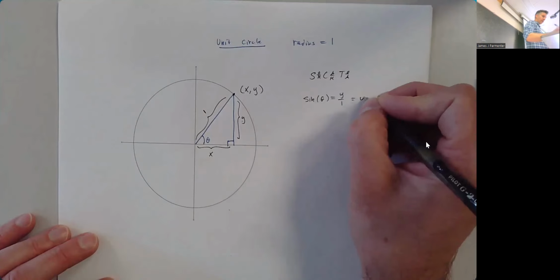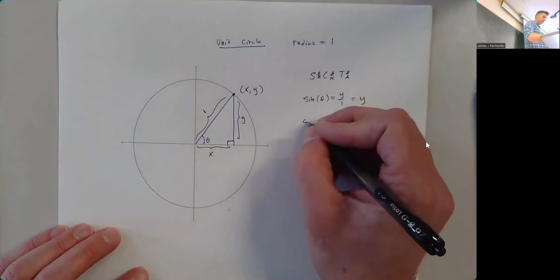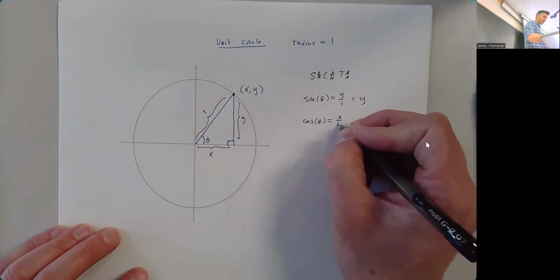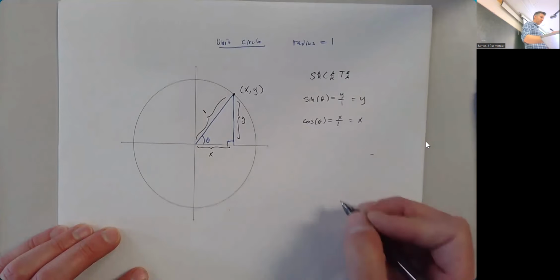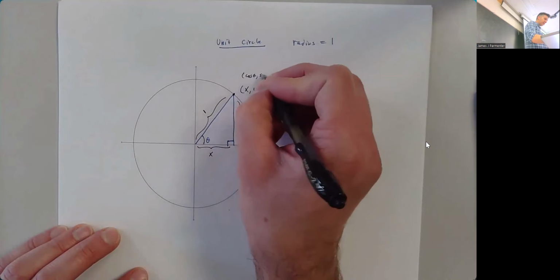So the sine coordinate is just the y value. I should say the y coordinate is just the sine value. And similarly, cosine of that angle is the adjacent over the hypotenuse, which is going to be just x. So this coordinate here really is cosine theta, sine theta.